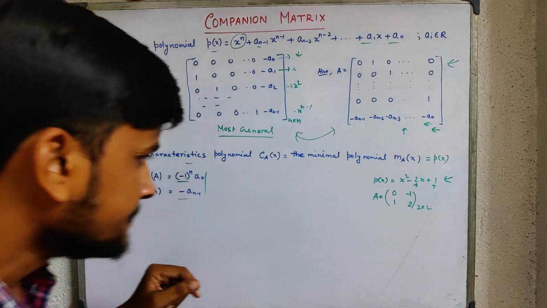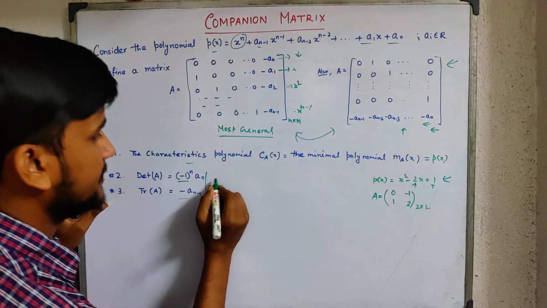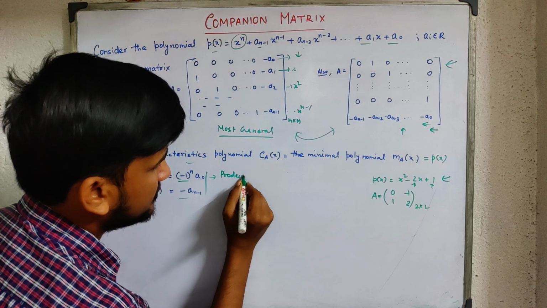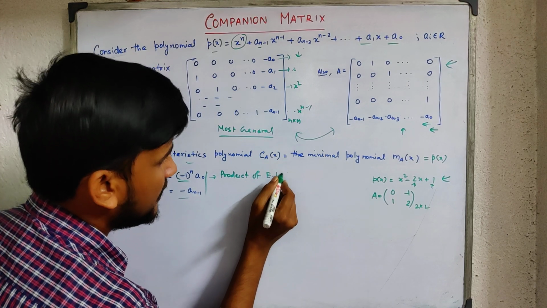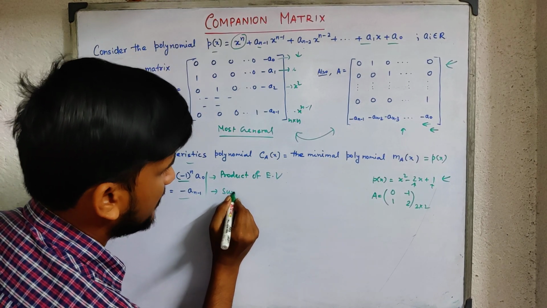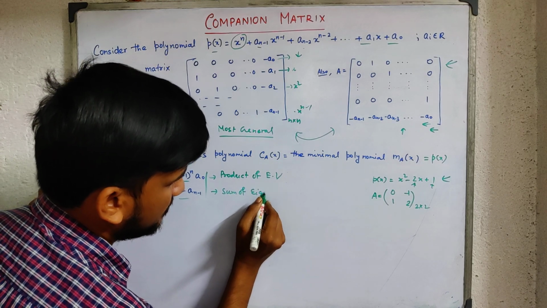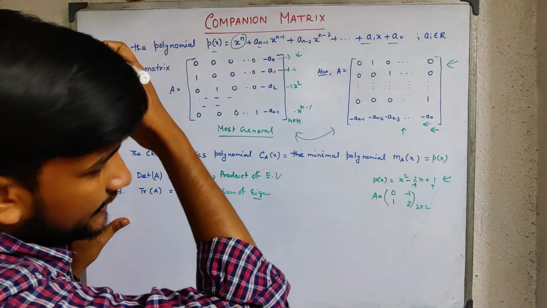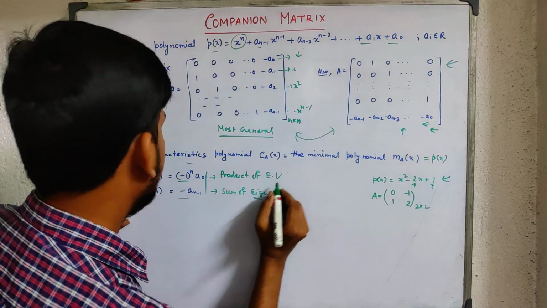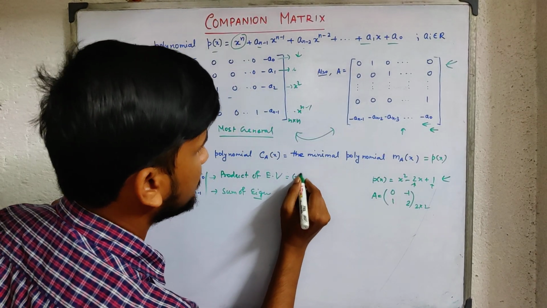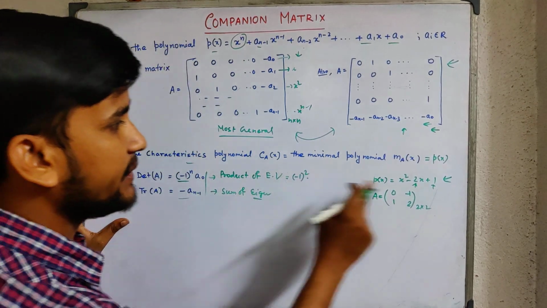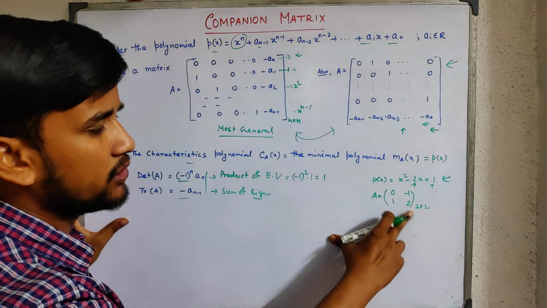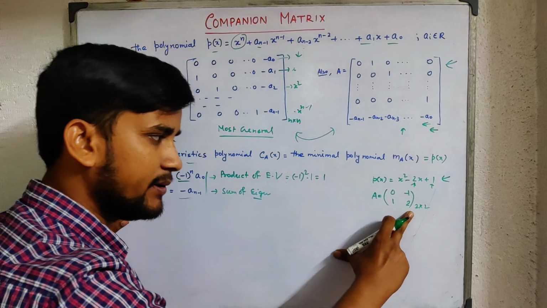How can we find them? See, determinant means product of eigenvalues, and trace means sum of eigenvalues. Now if we take this example, then from this we can say the product of the eigenvalues equals (-1) to the power 2 into a0, which is 1 here. So 1 is the determinant of the matrix, and we can also see this by checking, since this is a very simple 2 by 2 matrix.